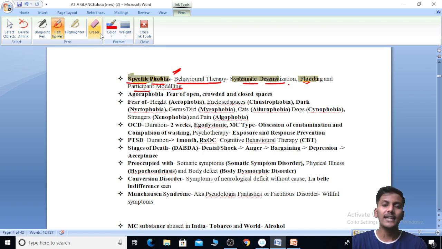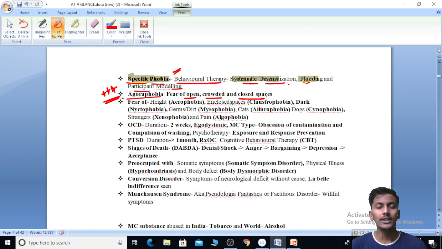Now let's see different types of specific phobias on which questions have been asked, the definitions have been asked. So please remember, first one is your agoraphobia. This definition has been asked at least 3 times, so please remember, what do we mean by agoraphobia? Agoraphobia is a fear of open, crowded and closed spaces.